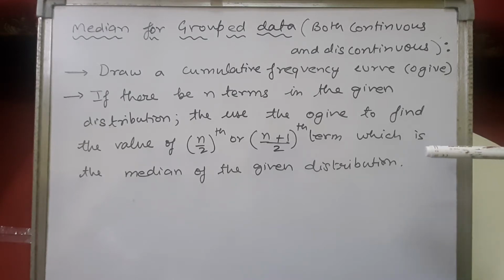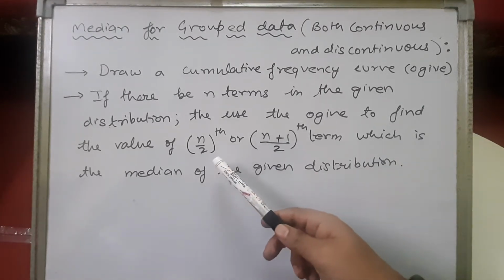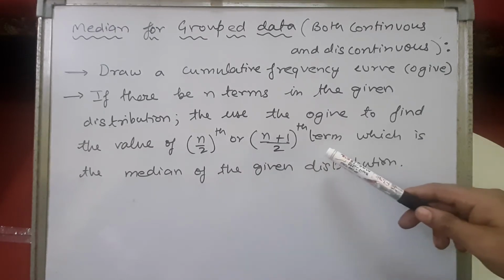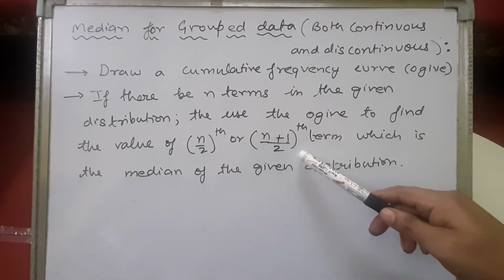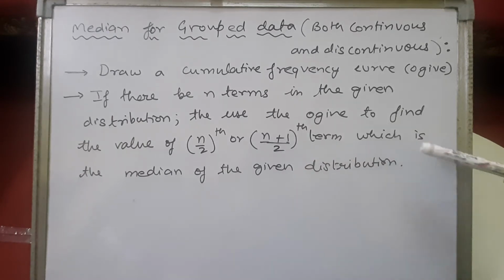Suppose if n is even, that is, the number of terms, sigma f, is even, then we are going to apply this formula, the n by 2th term. And if sigma f, which is n, is odd, then we are going to apply the (n plus 1) by 2th term, which is the median of the given terms. So the value of the (n plus 1) by 2th term will be the median. That will be the middle value of the group data, right? Children, note down please.